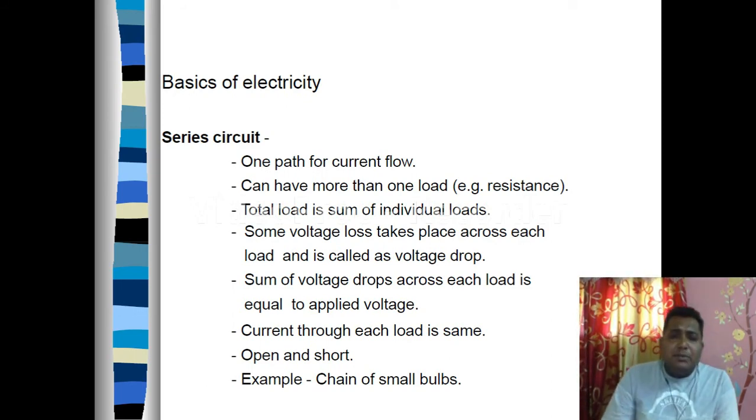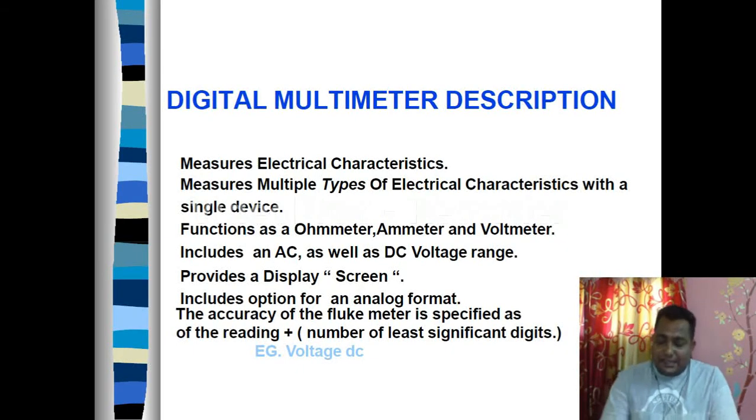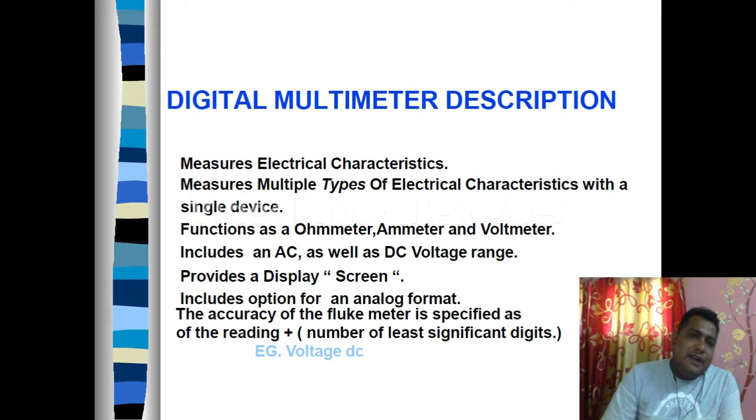The sum of the voltage drops across each load is equal to the applied voltage. The current through each load is the same, because a single current flows through the circuit. Open and short circuit examples. A chain of small bulbs is an example of a series circuit. Now coming to the digital multimeter description. It is a very important device for different colleges, different experiments, and the household also.